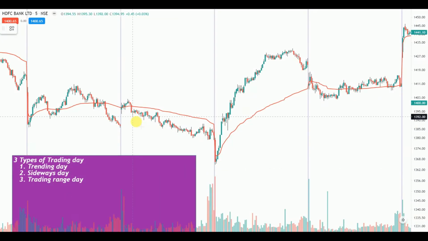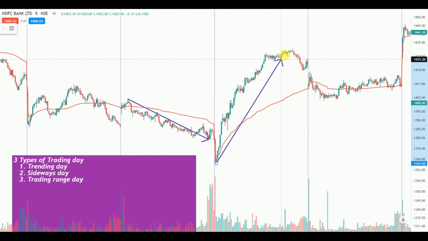Trending day means the stock has a predefined trend and it continues to trade along with that trend for the entire session, like in this case or in this case.